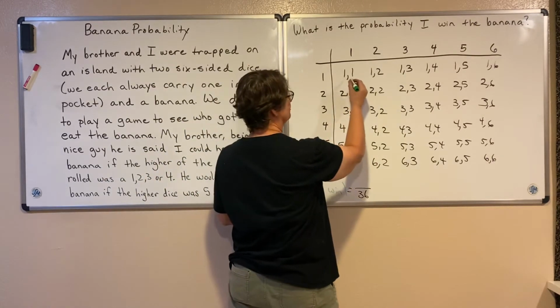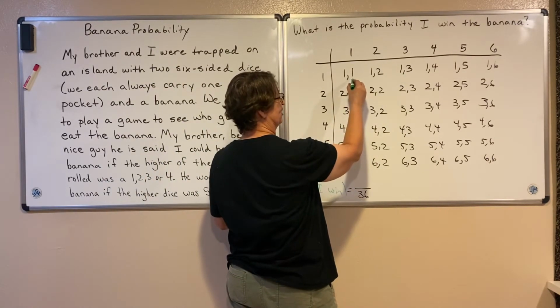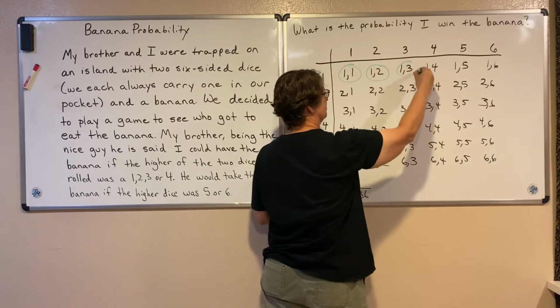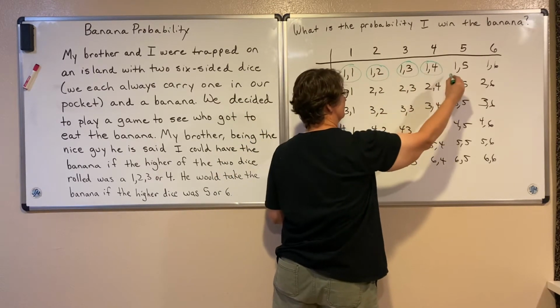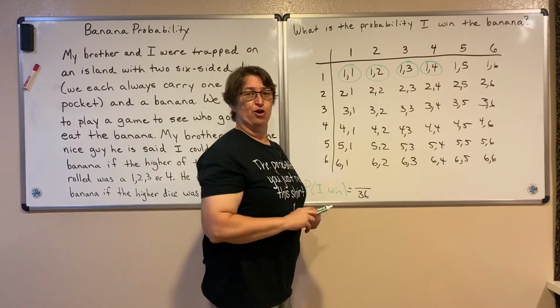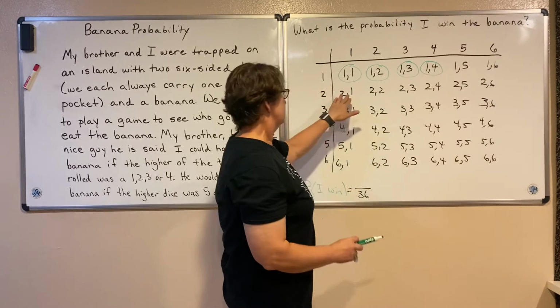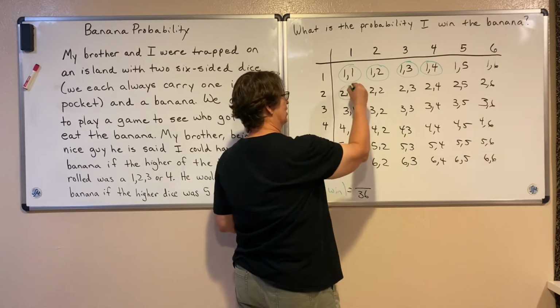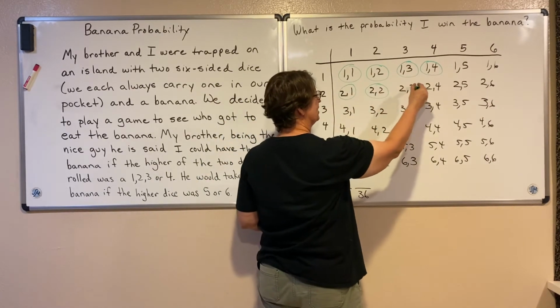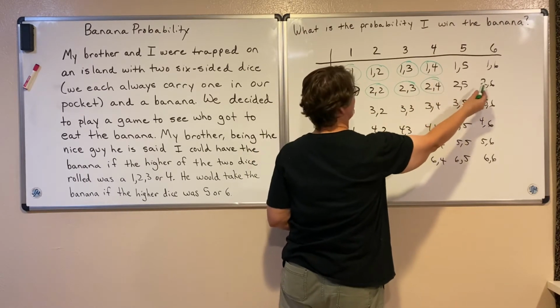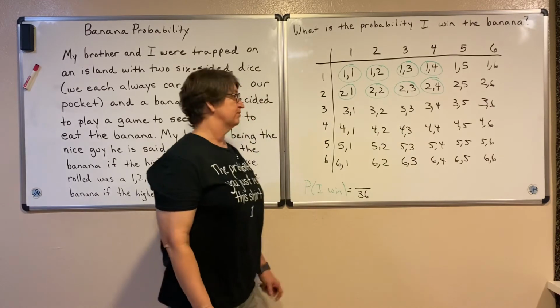Here I win because 1 is bigger. Here I win because 2 is the biggest. 3 is the biggest. 4 is the biggest. 5 is the biggest there though, so my brother wins. 6 is the biggest there, so he wins. Here, 2 is bigger, I win. 2 is bigger, I win. 3 is bigger, I win. 4 is the biggest, I win. 5 though and 6, my brother wins.